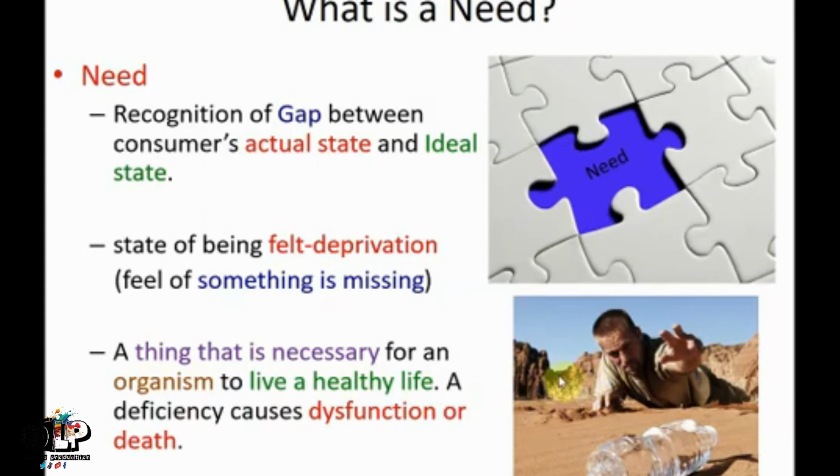So let me recap that again. Need is the recognition of the gap between the consumer's actual state, the position the consumer is actually at, and the ideal state where the consumer wants to be or wants to have. So if there is a gap, if something is missing, it means that it's a need. And the second definition is the state of felt deprivation, which means the strong feeling that something is missing from life.